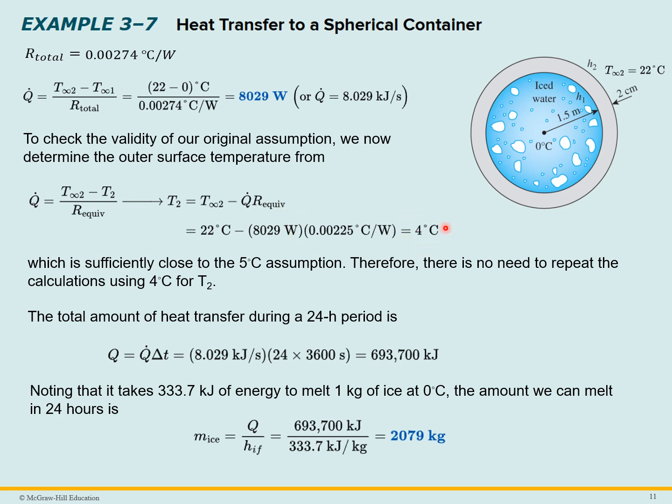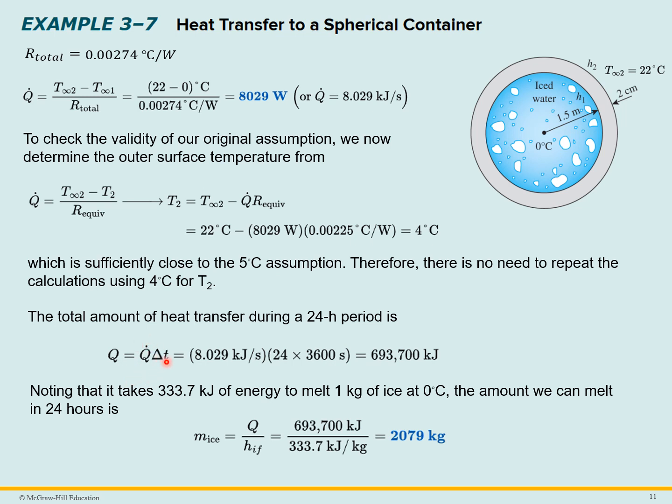Now that's pretty close to the 5 degree assumption, so therefore we don't have to go back and redo our calculations. But if this turned out to be 8 degrees C or 2 degrees C, that would indicate that we might want to go back and assume a different value for T2, work our way back, and do another check.